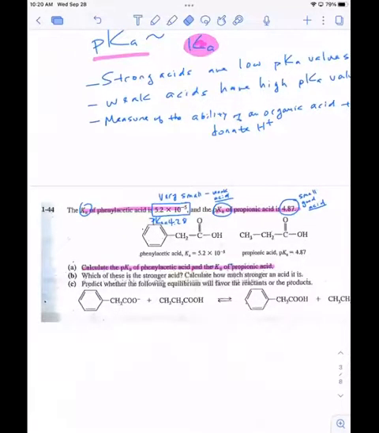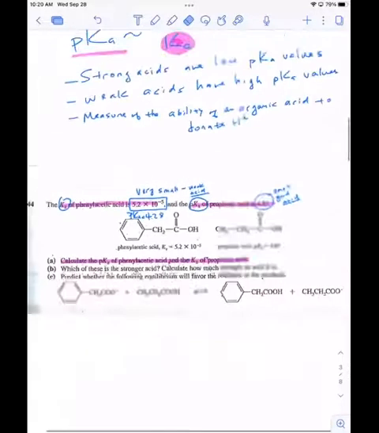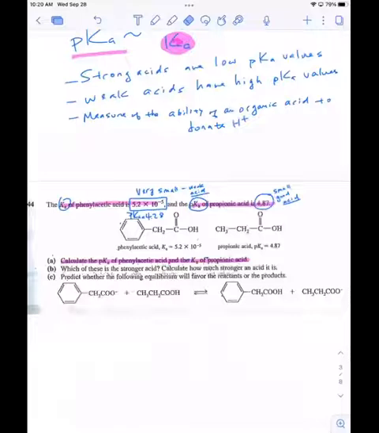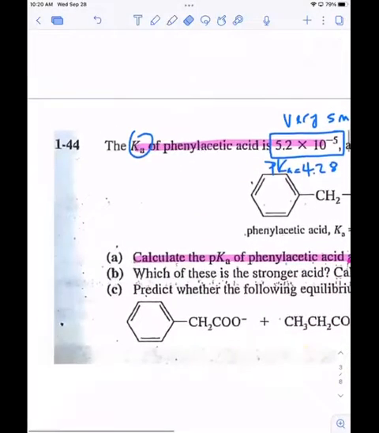All right, so it says, which one is the stronger acid? Which one do you think is stronger? And how do we know strong and weak in terms of pKa? What do we know? Strong acids have lower pKa values than weak acids. Is that right? I'll write that out here.